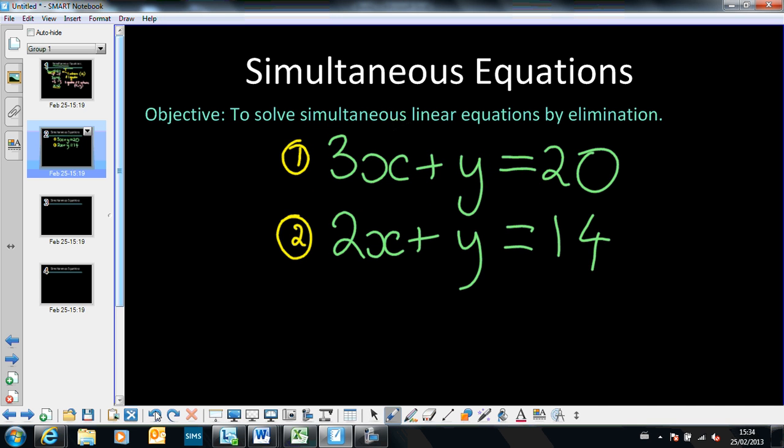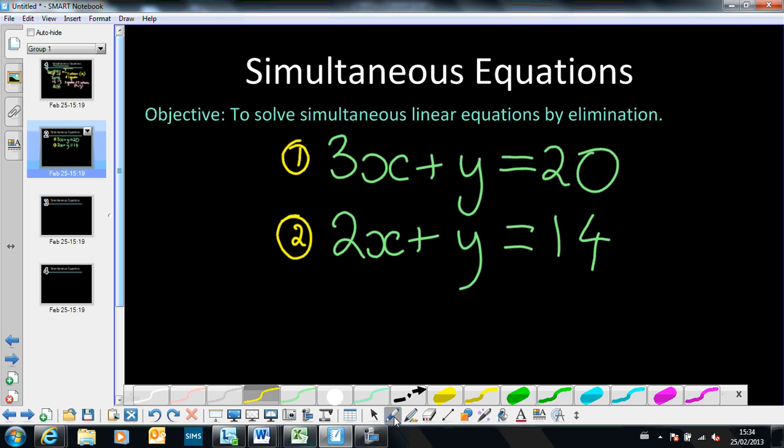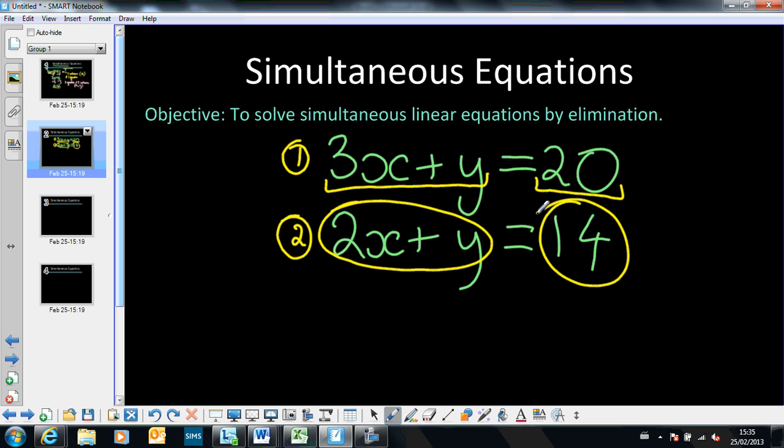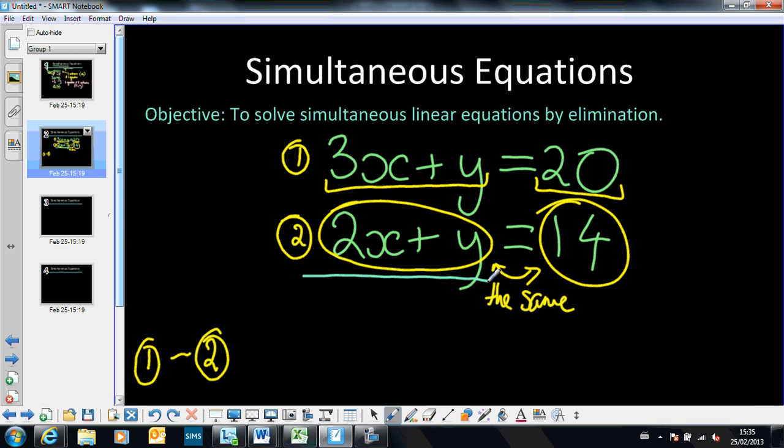So what I'm going to do is take the same amount away from both sides of the equation. I'm going to take this amount from the left-hand side and this amount from the right. And I'm allowed to do that because these 2 things are the same. So what I'm effectively doing is equation 1 subtract equation 2. If I do that subtraction, 3x plus y, take away 2x plus y, it's going to give me 3x minus 2x is 1x, and I get no y.